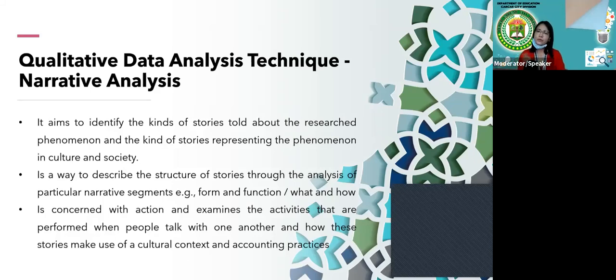Okay, of course, when you're going to conduct qualitative data analysis, you have to have in mind that there is a certain phenomenon that you want to understand. You want to discover, you want to explain the existence of that particular phenomenon. This is a way to describe the structure of stories through analysis of particular narrative segments. Okay, so this is concerned with actions. Examine the activities that are performed when people talk with one another and how these stories make use of a cultural context and other practices. Next.